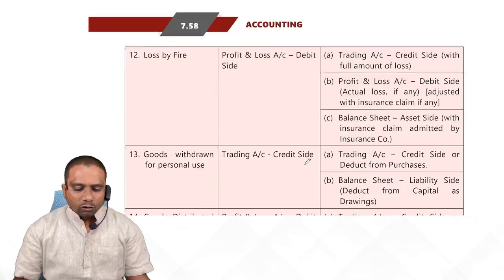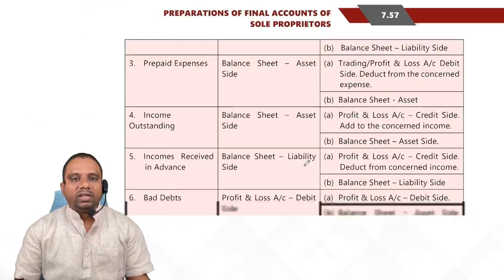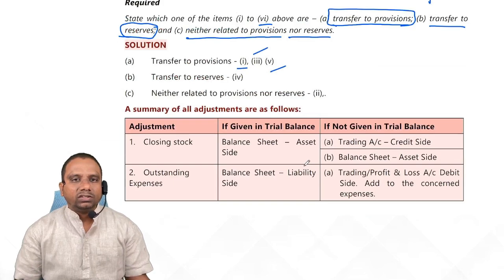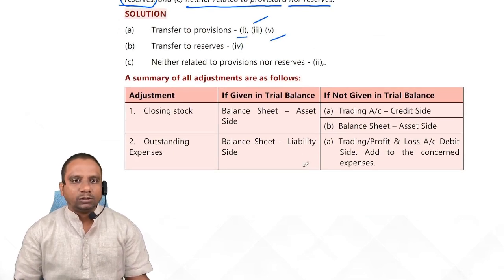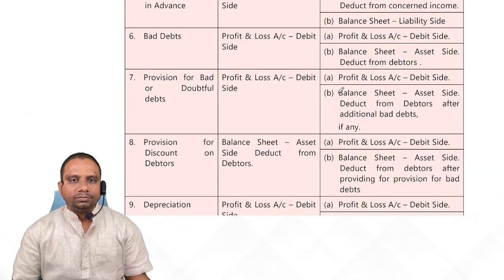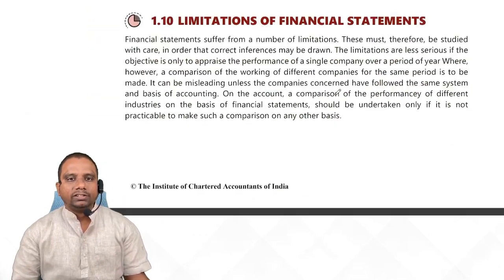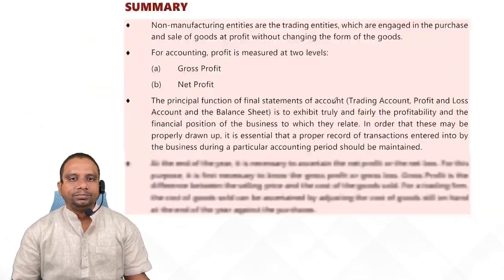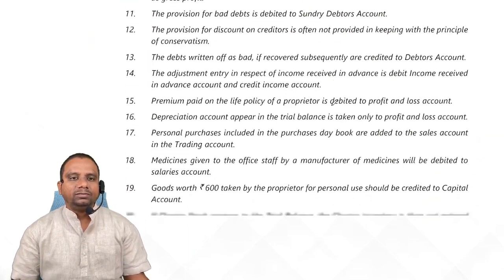Next one, here they have given a table consisting of various important adjustments, students. So just go through these adjustments. Second one, neither reserve nor provision. Next, look at the next question.